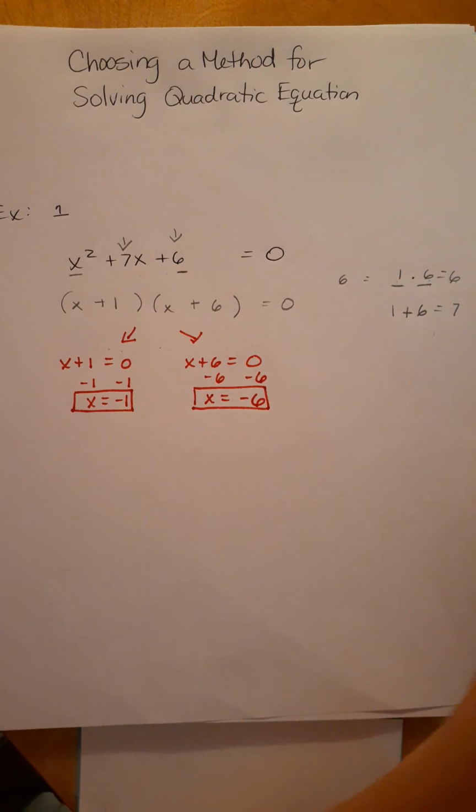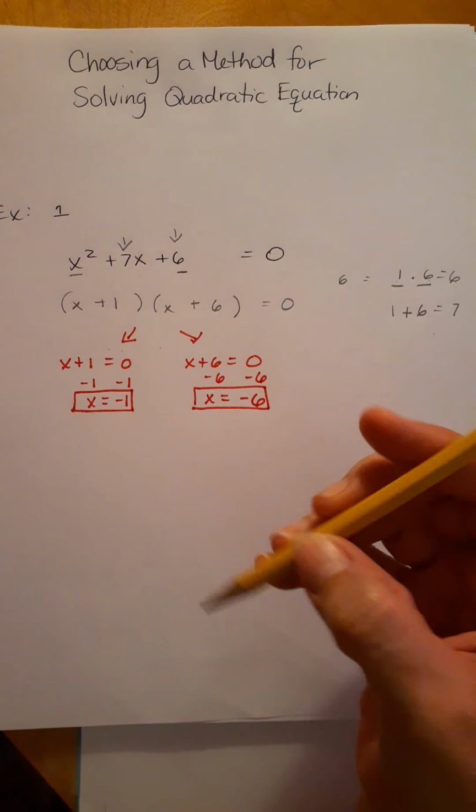But let's say you're not very good at factoring. You don't like to factor that much. And so you're going to complete the square.